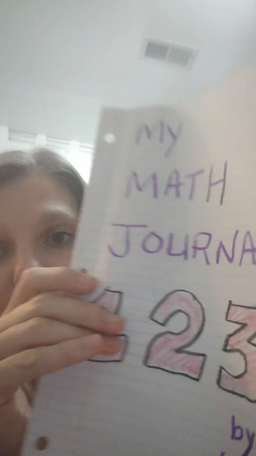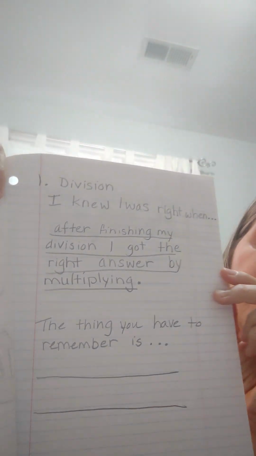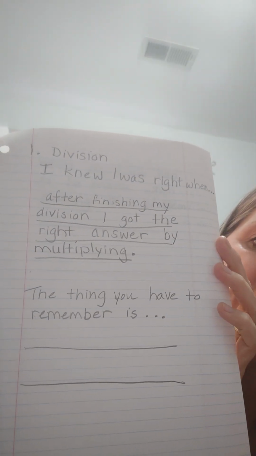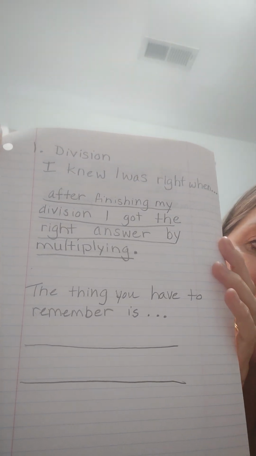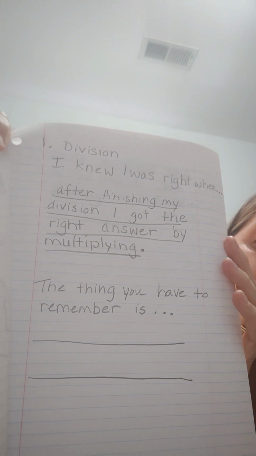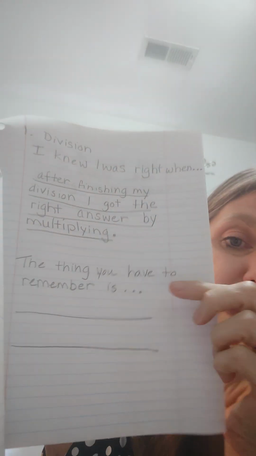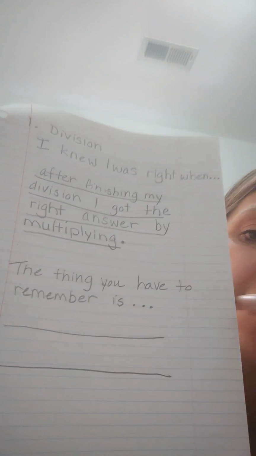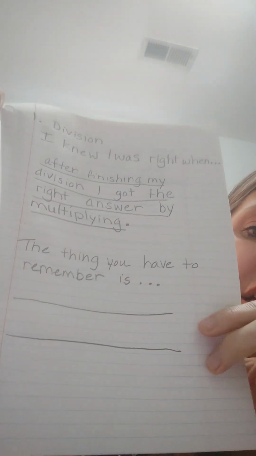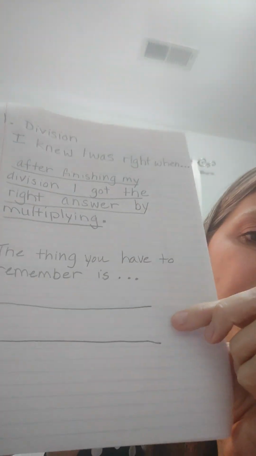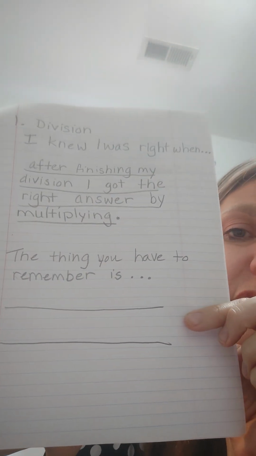So she had a list of really great prompts. I used a few here to show you. Division. It says, "I knew I was right when." That's the prompt, and then there's a space. In this case, I used, he knew he was right when he did the division problems and multiplied and got the right answer. And then another prompt here, "The thing you have to remember is." So if they were introducing a new topic, for example, order of operations, you could say the thing I have to remember is, and then put in the order of operations right there in sentence form.